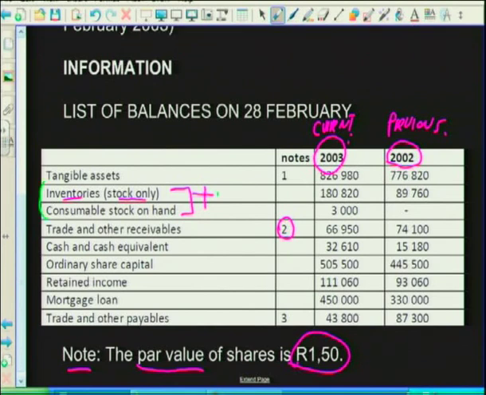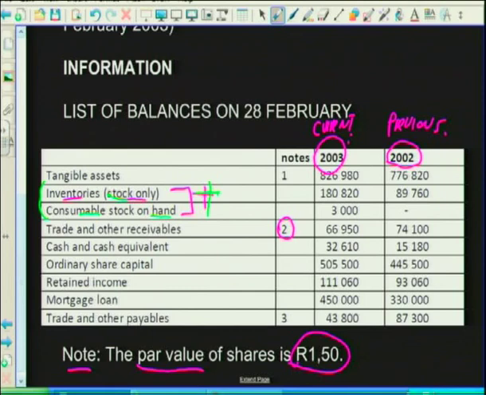Remember when I was reading the question, I mentioned inventories is made up of stock plus consumables on hand. So we need to now add these two amounts before we take them through to note number 1. So let's start with 2002. Our inventories is 89,760. That is our stock. There were no consumable stores on hand, so this was our inventory amount that we're going to take through to the note, that we're going to be comparing to 2003.